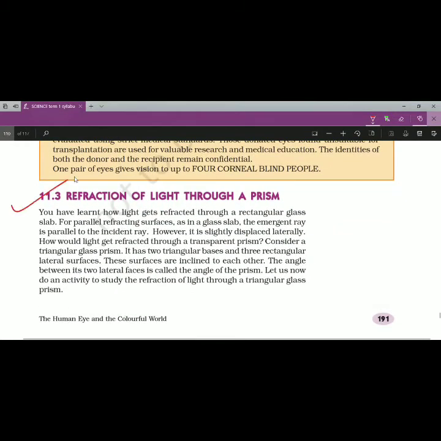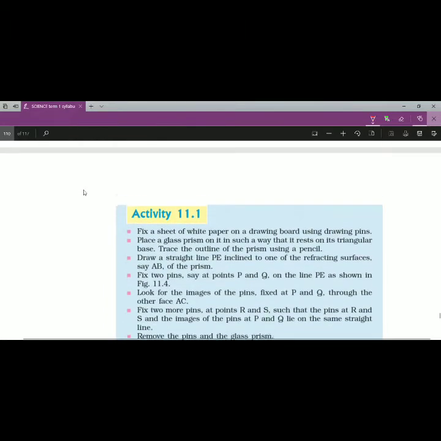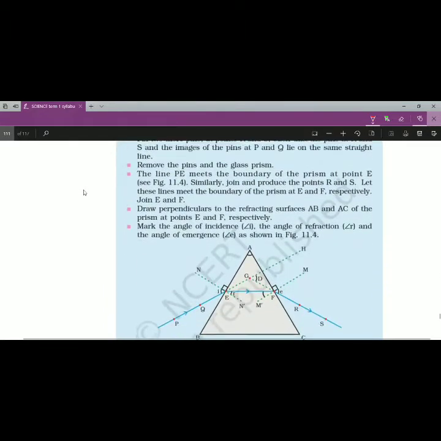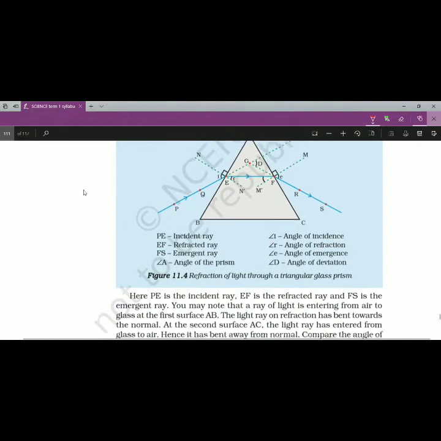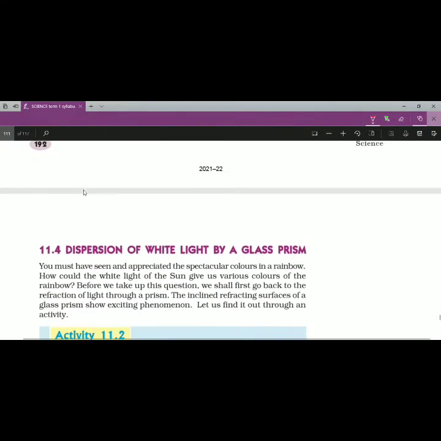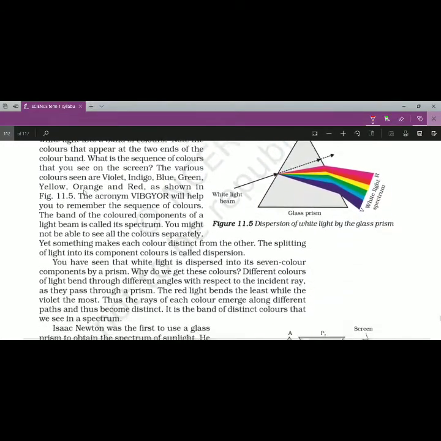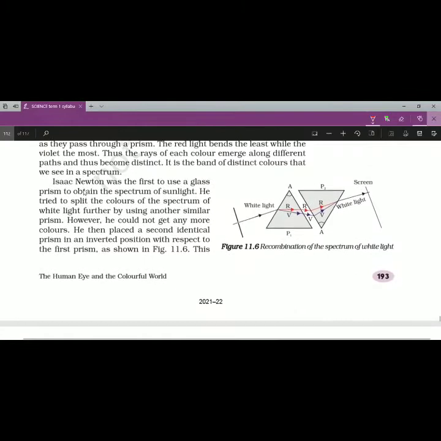रिफ्रैक्शन ऑफ लाइट थ्रू अ प्रिज्म, इसके बेसिस पे एक्टिविटी आपको अच्छे से पता होना चाहिए. क्या एक्टिविटी में हुआ है, एंगल ई क्या है, डी क्या है, एंगल ऑफ डेविएशन क्या है, एंगल ऑफ इमर्जेंस क्या है, रिफ्रैक्टेड रे क्या है, इमर्जेंट रे क्या है. देन डिस्पर्जन की डेफिनेशन, स्पेक्ट्रम क्या है, VIBGYOR क्या है. ठीक है, all the definitions.